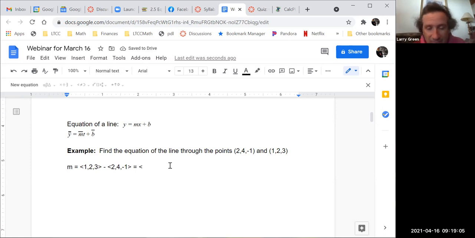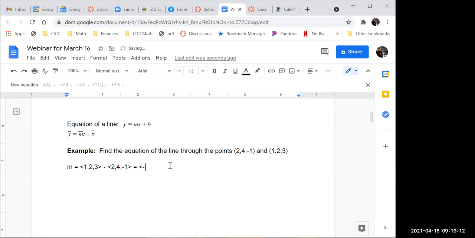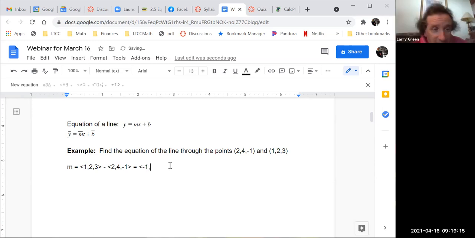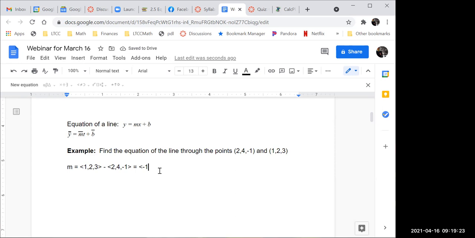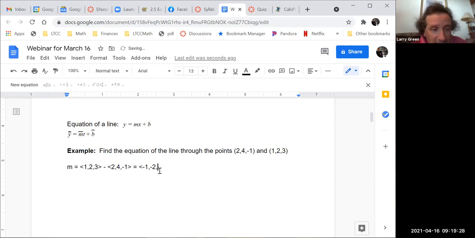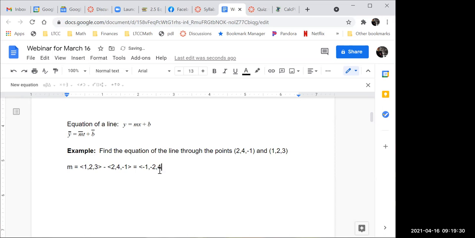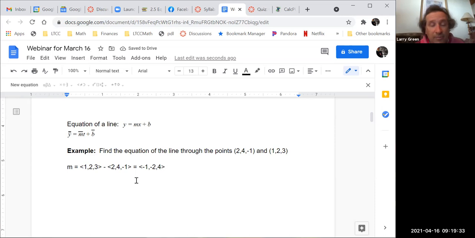What's 1 minus 2? -1. And 2 minus 4? -2. And 3 minus -1? 4. Okay, and there's our m. Whether you want to call it slope or your displacement vector, it doesn't matter what you call it as long as you understand it.